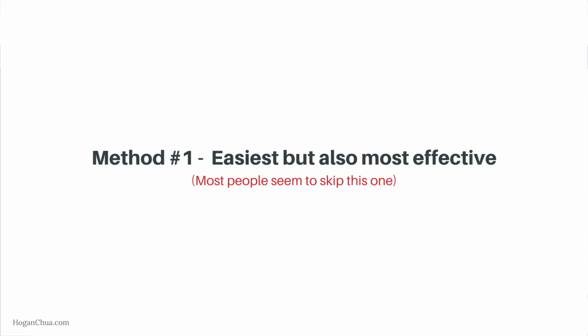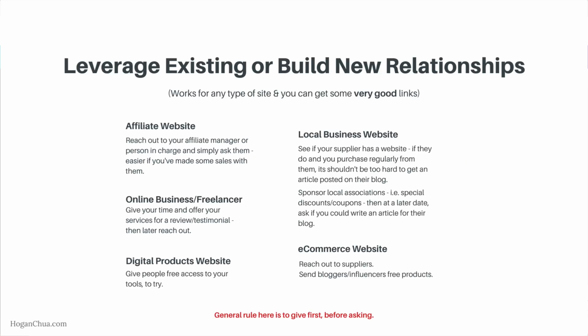So method number one is going to be the easiest, but I think is also going to be the most effective way to get really high quality links from guest posting. Most people actually skip this step and go on to step number two. But I think using this method, you're able to get really high quality links and do it really easily. So method number one involves leveraging existing or building new relationships with people.